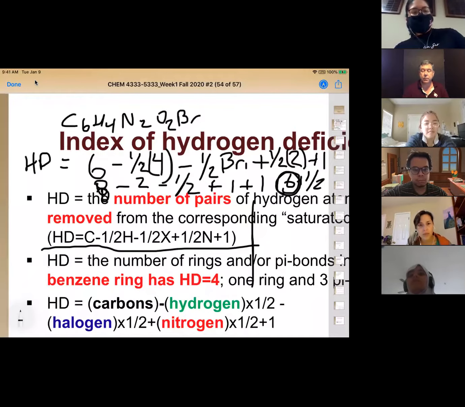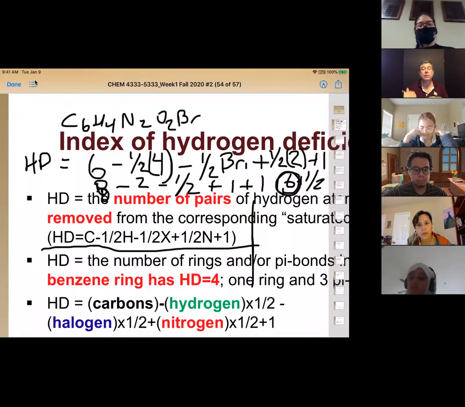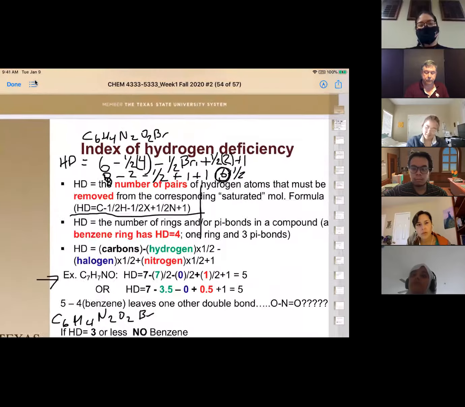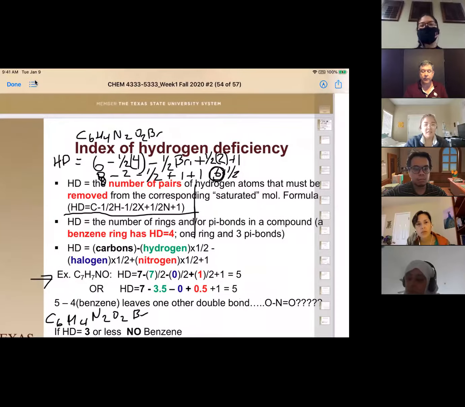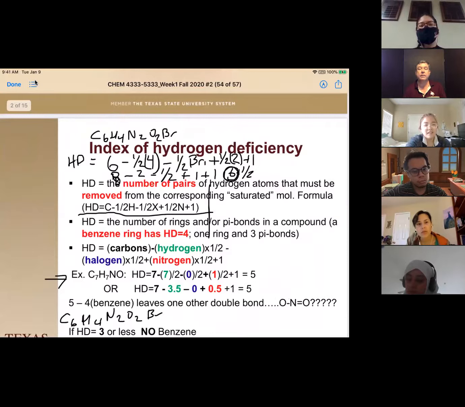Okay, so that's why it's important to have the hydrogen deficiency, so you're starting to look for different functional groups within the system. So it's good to have one when it comes up with this half number, because that tends to make your molecule here probably an ion and not a fully saturated system.